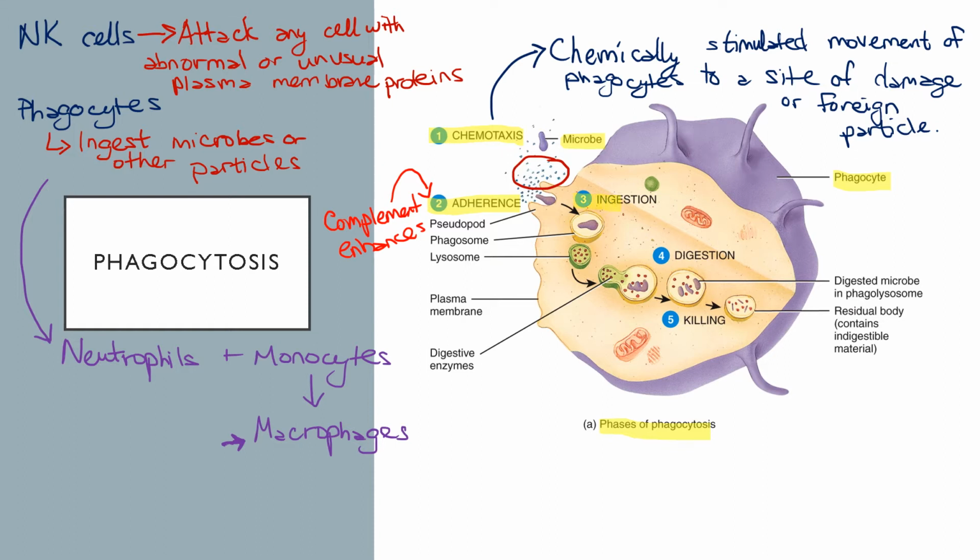Our step 3 is ingestion. This is where the plasma membrane of the phagocyte will extend little projections, which are called pseudopods, that engulf the microbes in a process called ingestion. When those pseudopods go around the microbe and meet at the other end, they fuse together, surrounding the microorganism with a sac called a phagosome.